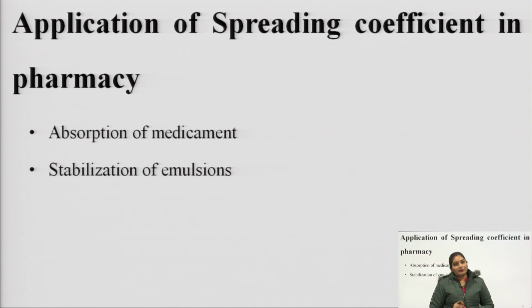Second is stabilization of emulsion. In the case of emulsion, the spreading coefficient is also applicable, because in an emulsion there are two types of liquid, that is oil and water, and to make them miscible certain agents are added in the emulsion, and that will help in the stabilization of the emulsions. So, this is all about the application of spreading coefficient in pharmacy.